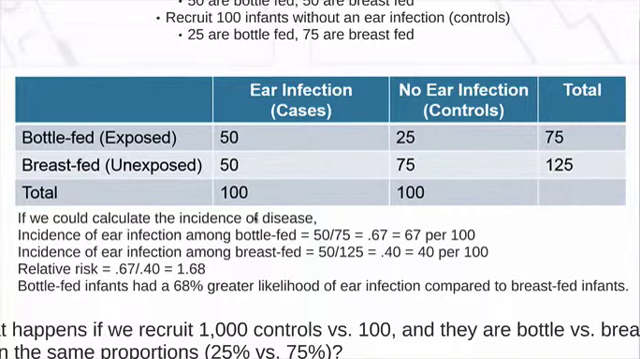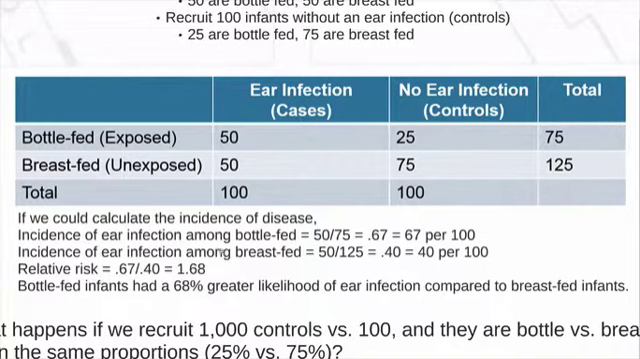Okay, so say if we could calculate the incidence of ear infections among this group. Never actually do this, but say we could. So we would calculate the incidence of ear infection among our bottle-fed kids, which would be 50 over 75. We then calculate the incidence among our breastfed babies, 50 over 125. And then we can calculate a relative risk, or in this case, if we were pretending, a cumulative incidence ratio. And we end up with a relative risk of 1.68.